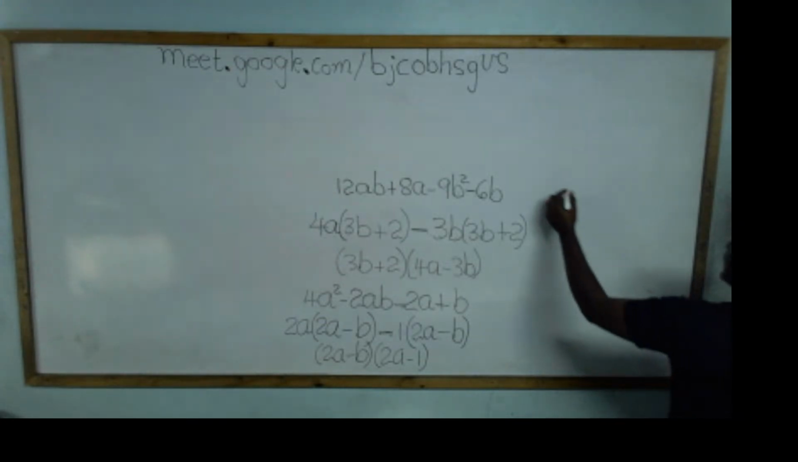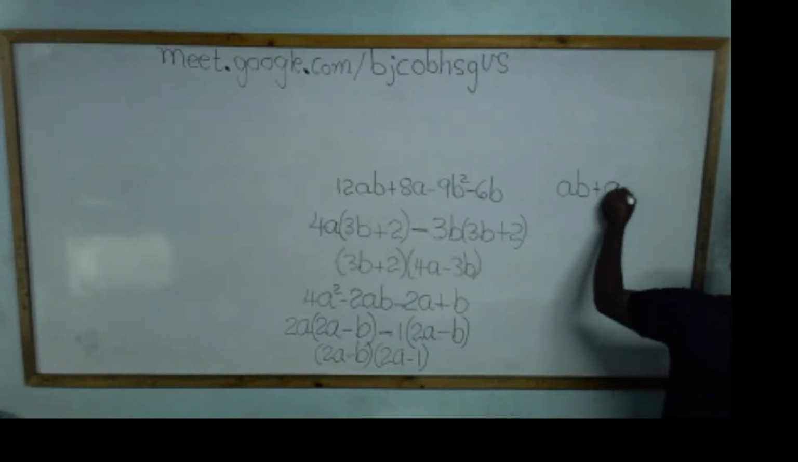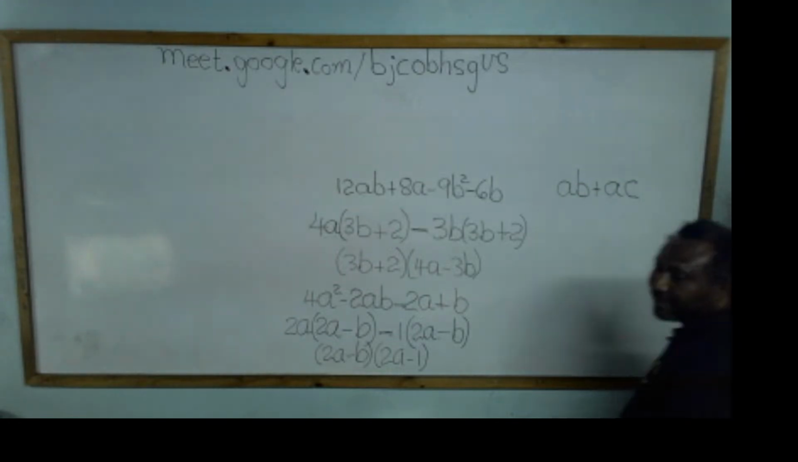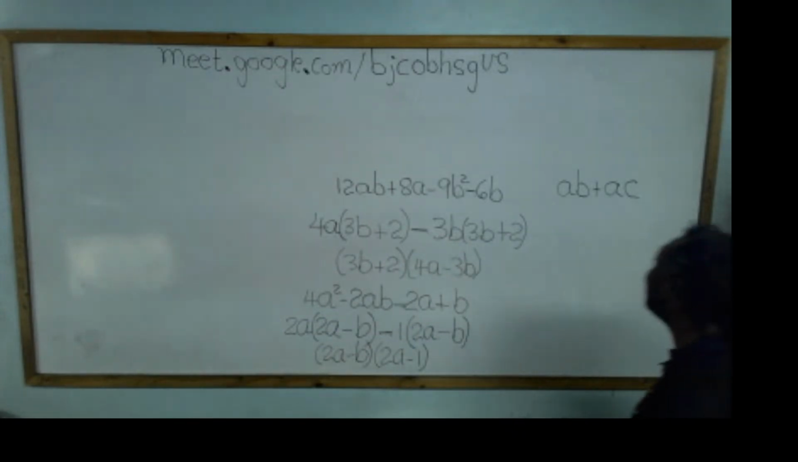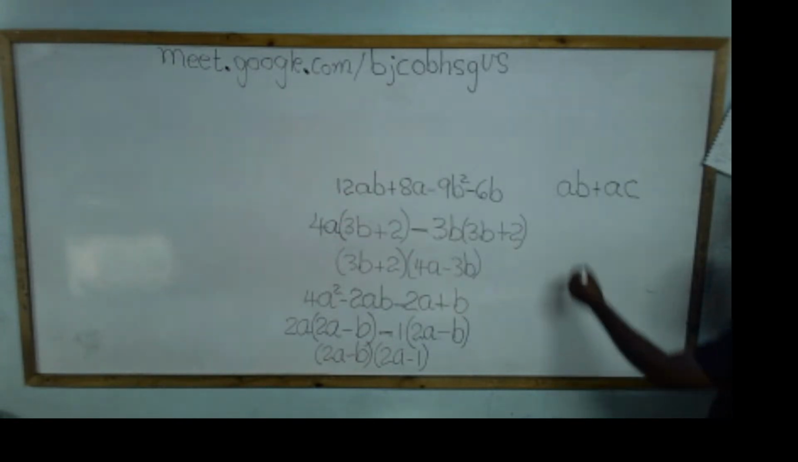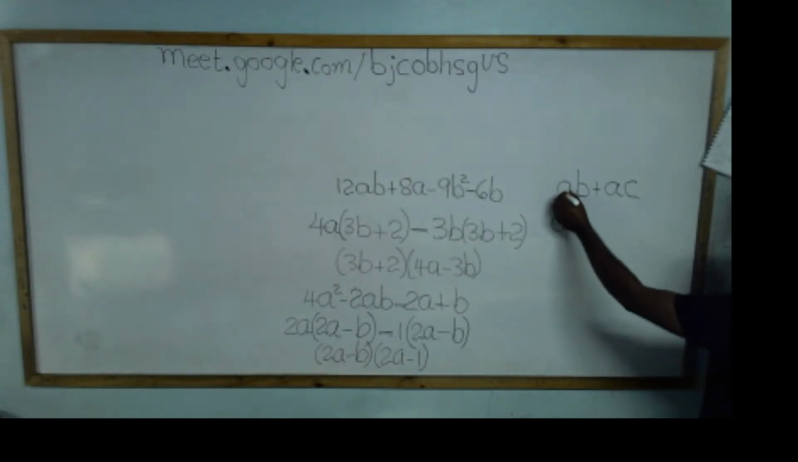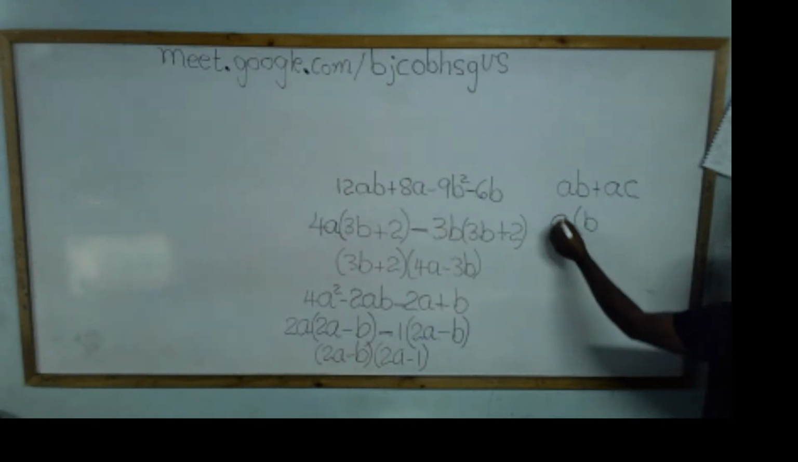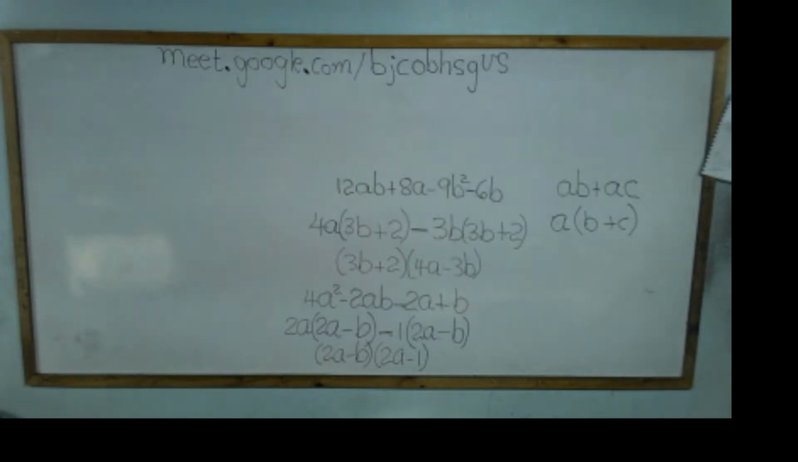So if you are factorizing AB plus AC, you can see that, right? No problem. So we have AB plus AC. What's the common factor? A is the common factor. A will cancel with A and give you B. And A will cancel with A and give you C. So that's what it is like.